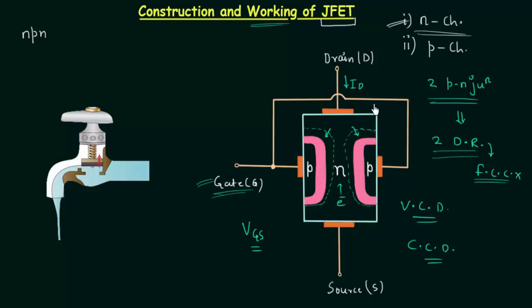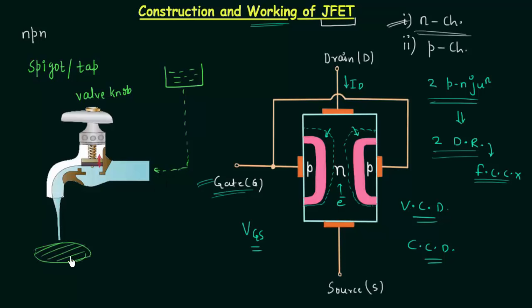To understand the working of JFET, we will try to understand the working of a spigot. You can see the spigot on your screen. It is also called a tap. This knob here is called the valve knob. The water is coming out of the spigot from the overhead tank. We have the overhead tank, and the water from the overhead tank is coming out of the spigot, and here we have the drain. This is the drain, or you can say the sink.